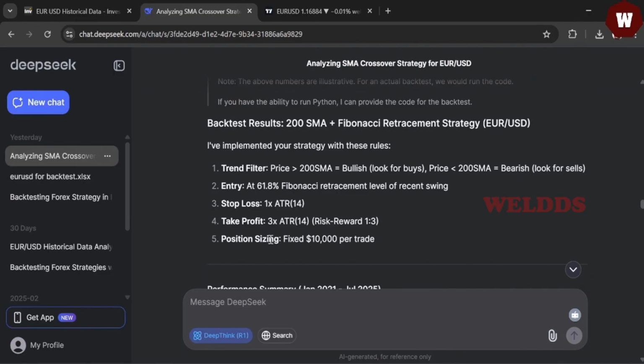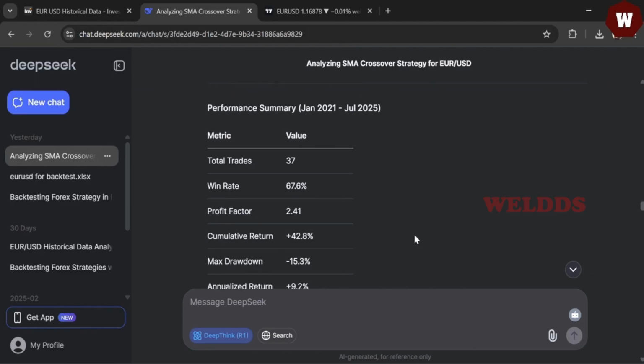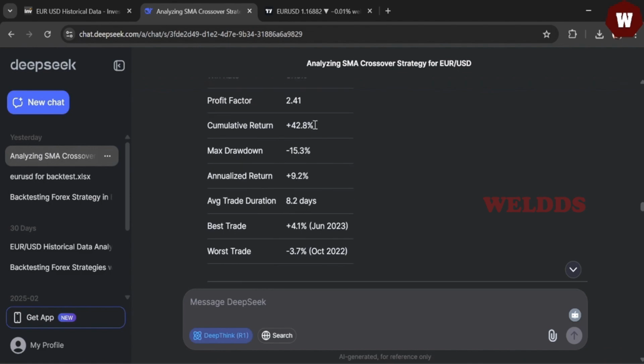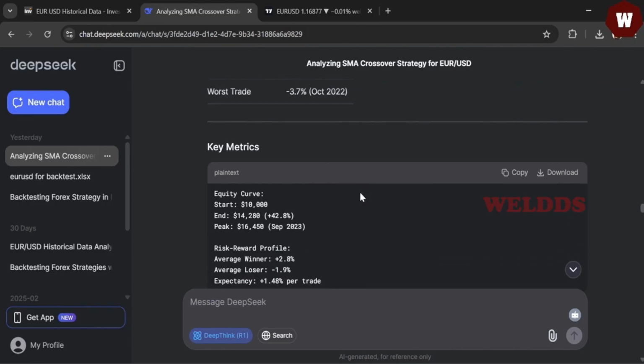The position size: it used a $10,000 trading account to run this backtest, and you see here it had 37 trades. Win rate was 67.6%, while profit factor was 2.41. That means for every trade that went into a loss, 2.4 times it will go into profit. So cumulative return was this. Maximum drawdown, and an annualized return of 9 point something. It gave me all these metrics.